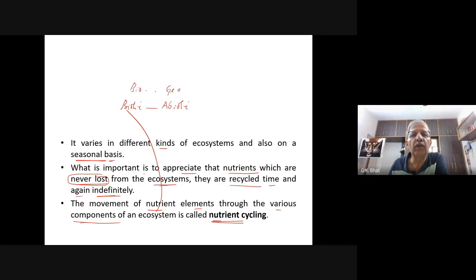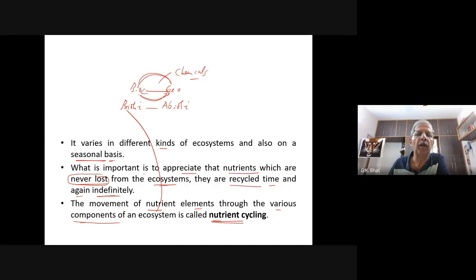It is a movement of nutrients between bio to geo, geo to bio, bio to geo, geo to bio. What is the movement? Movement of chemicals. Nutrients are nothing but chemicals. So this movement of chemicals from bio to geo, geo to bio is called the biogeochemical cycle.